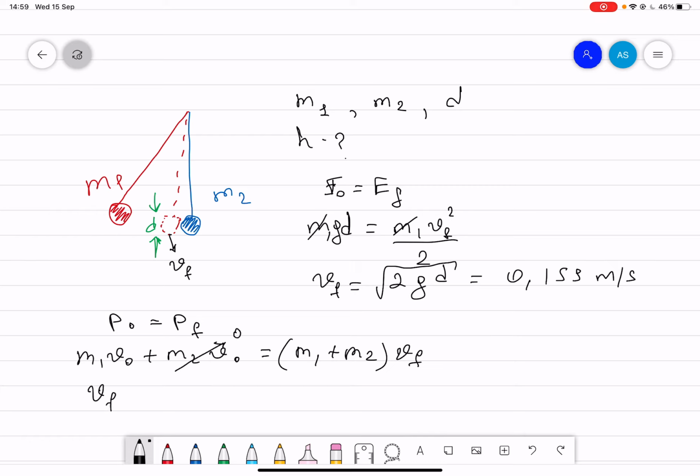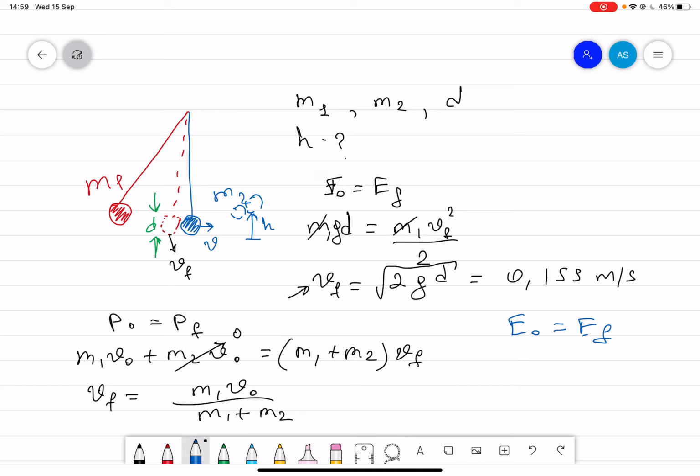From here you have to find the final velocity, where V final is M1 V initial divided by M1 plus M2. Once you find the V final, then again, using the conservation of energy, energy initial is equal to energy final, where they stick together and move to a certain height. So let's say this is just h. Initially they start moving with the initial velocity, and then reach the final height.